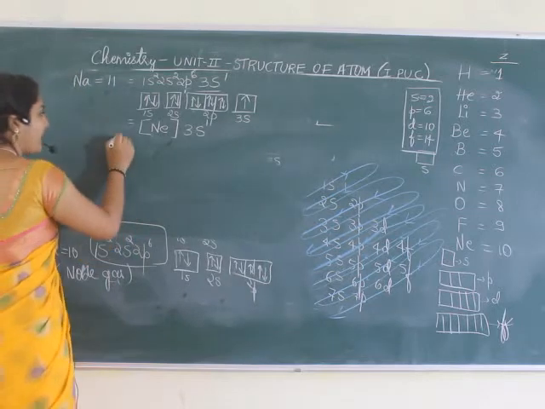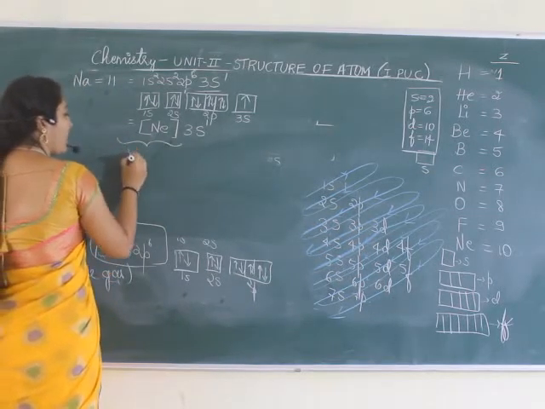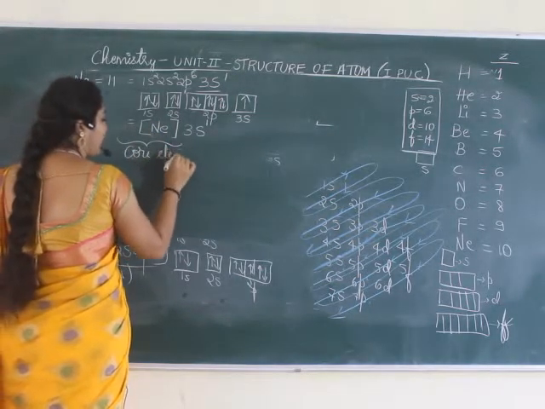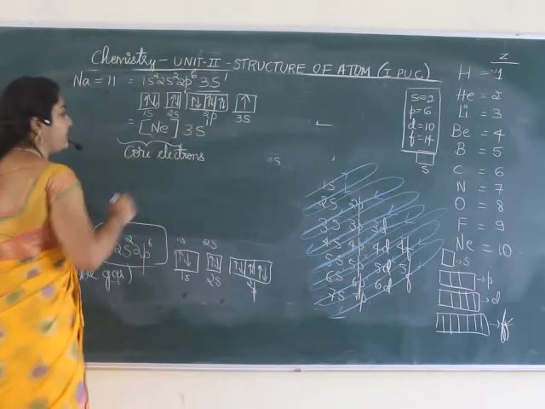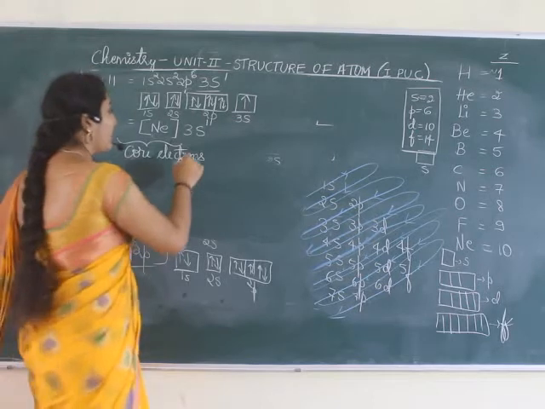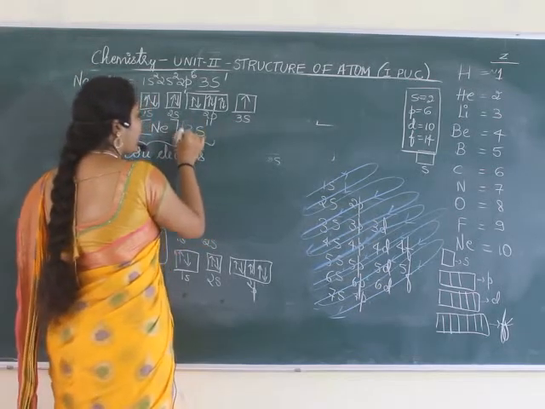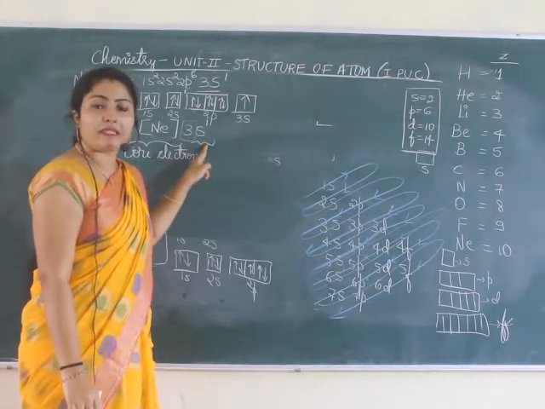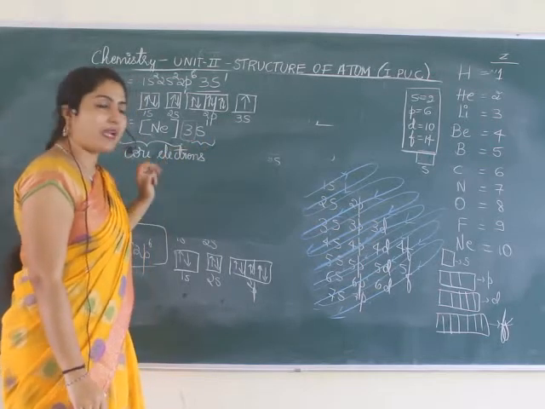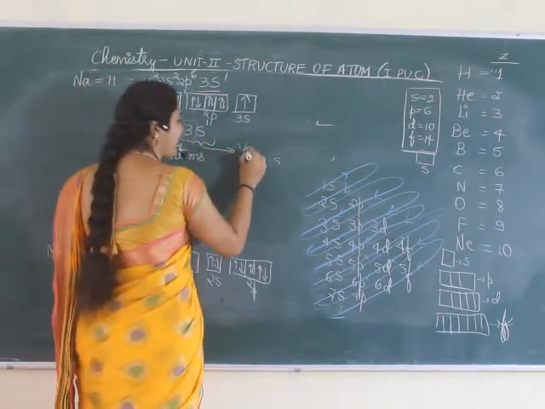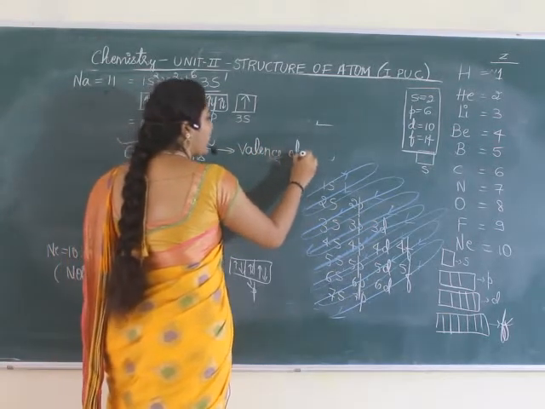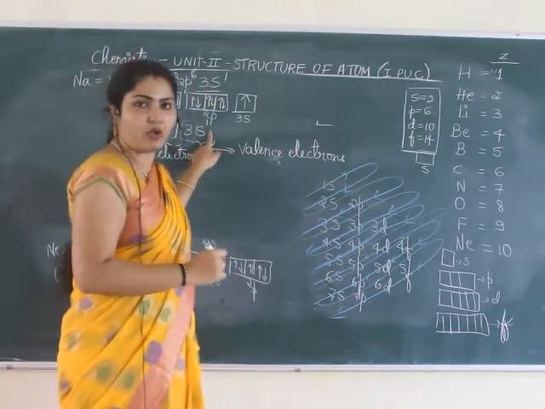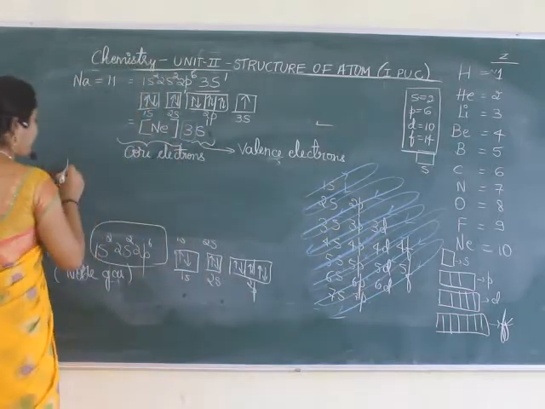And these completely filled shells are called core shells, and the electrons are called core electrons. Core means inside. These electrons, see here, the principal quantum number is low. The electrons filled in the highest principal quantum number, apart from core electrons, are called valence electrons. Remember this. Now if they ask you how many valence electrons are present in sodium, how many valence electrons? 1 valence electron.